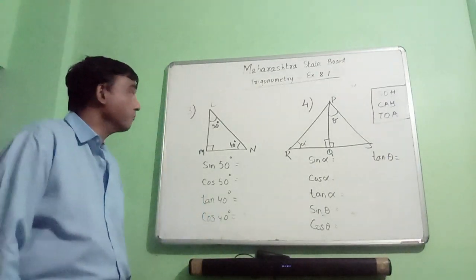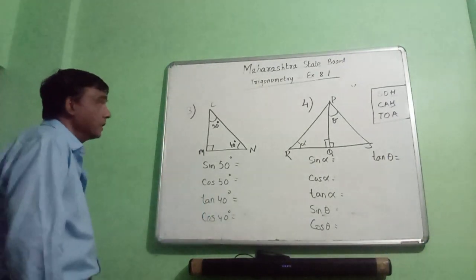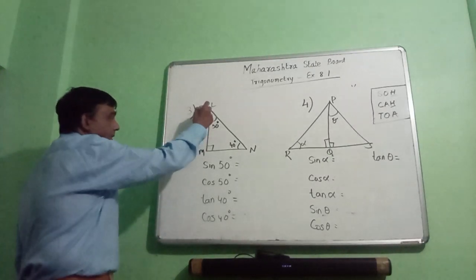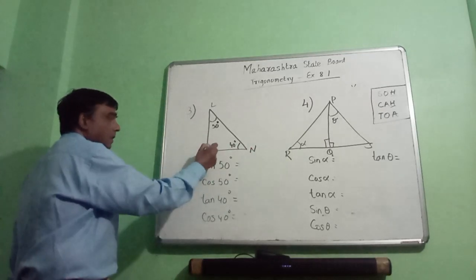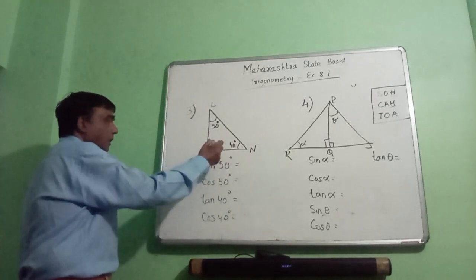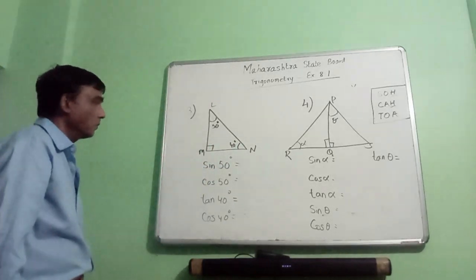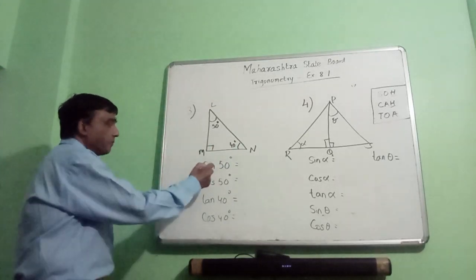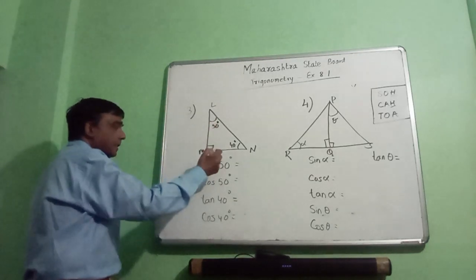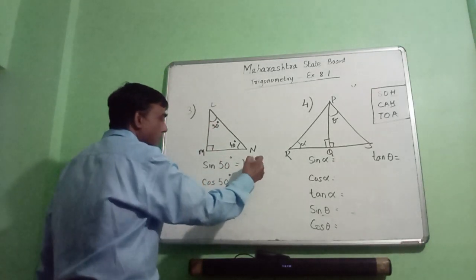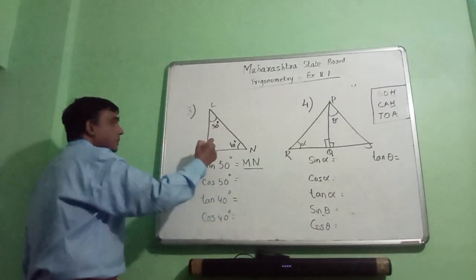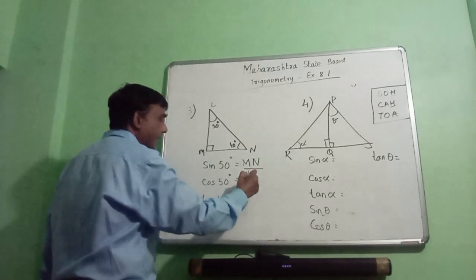Problem number 3 and 4 of exercise 8.1, class 9 Maharashtra board. The third problem says that this is a triangle LMN, 90 degrees at M. This is 50, this is 40, this is 90. How are you going to write sine 50? Sine 50 means opposite, that is MN, divided by the hypotenuse. So this is the hypotenuse, that is LN.